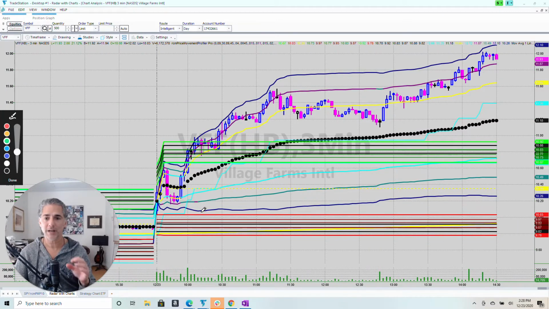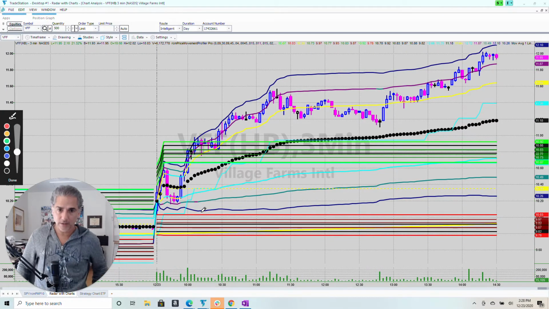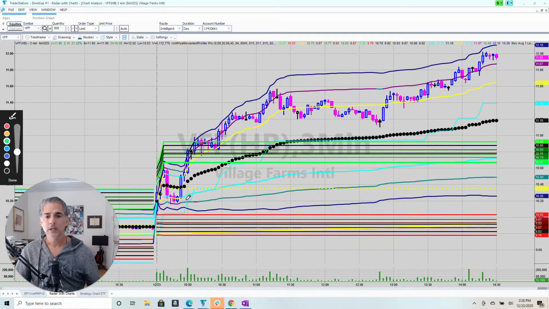My favorite stop is the low of the bar I'm buying, LOBB, okay? And you'll notice on all of these trades that worked, they never come close to the low of the bar we bought. That's why it's the best stop. It's the tightest stop and it works.